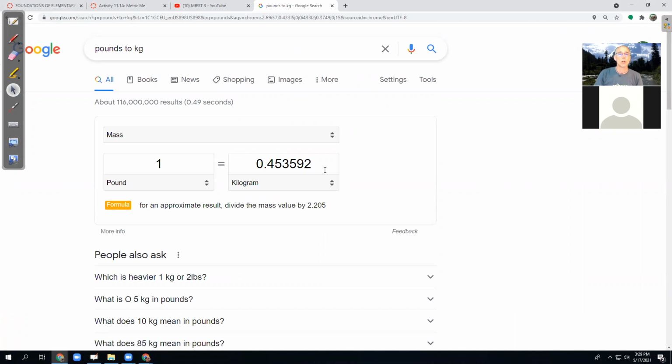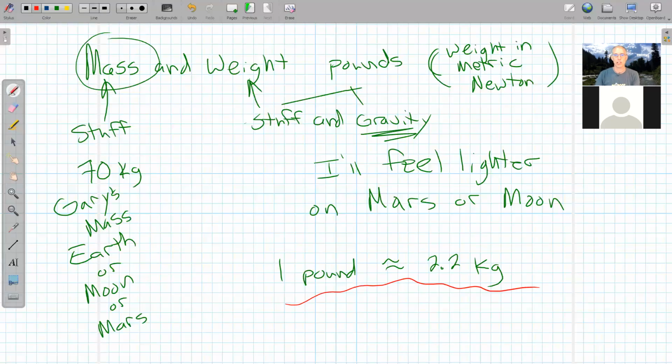Oops, did I do that backwards? Oh shoot, I have it backwards. It's 1 kilogram is 2.2 pounds. Eek, Gary, so naughty. Scratch this. 1 kilogram is 2.2 pounds. Backwards.